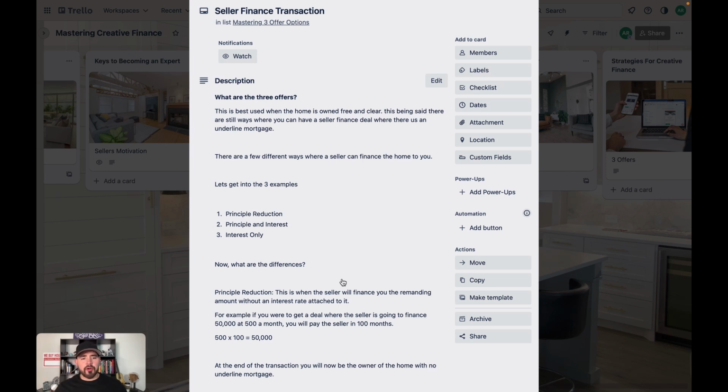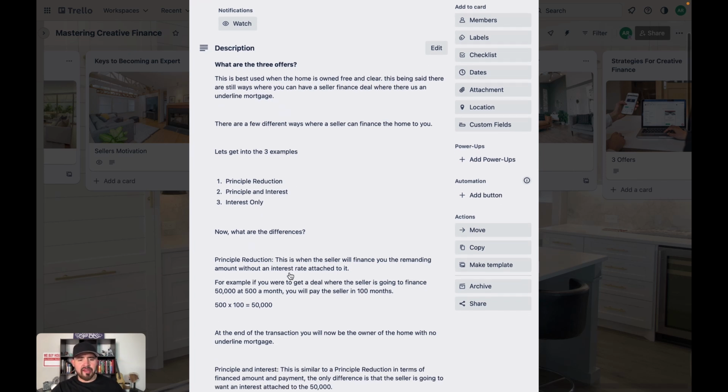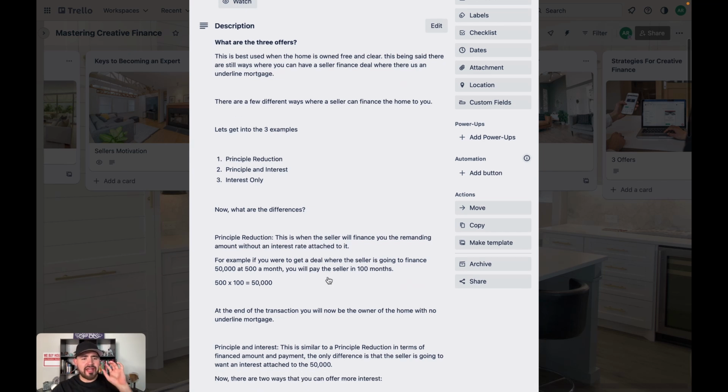It's going to be principal reduction, principal and interest, and then interest only. These are all different. Principal reduction is when the seller is financing you the remaining amount without an interest rate attached to it. So for example, if I'm going to give you $50,000 at $500 a month, I will pay you in 100 months. Very simple, very straightforward. If I owe you $100 and I'm paying you $10 a day, I will pay you for the next 10 days.